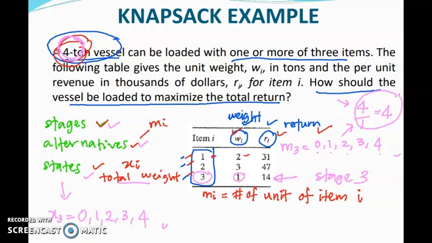So 4 here is the total capacity divided by 1, where 1 is the weight for every unit of item 3. And so you get 4, so M3 will be 0, 1, 2, 3, and 4. And now we are focusing on stage 3.